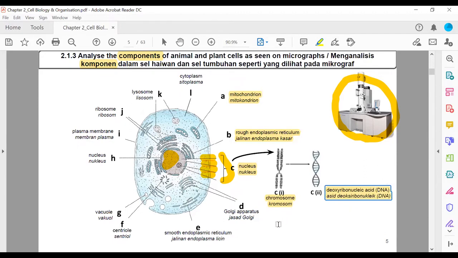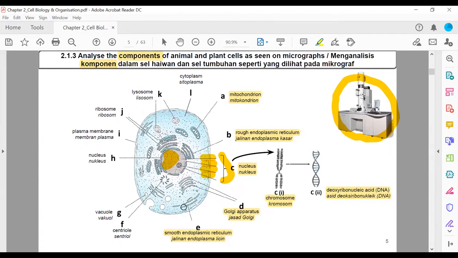Okay. Kemudian organel yang seterusnya ialah Golgi apparatus ataupun juga dipanggil dalam BM jasad Golgi. So this is how it looks like. E, we have smooth endoplasmic reticulum ataupun dalam bahasa Melayu jalinan endoplasma licin. So kita ada 2 jenis jalinan endoplasma. Satu ialah kasar, rough, satu lagi ialah smooth ataupun licin.